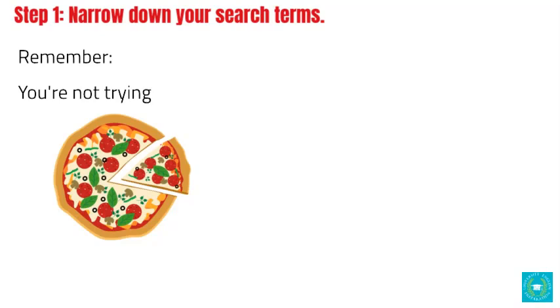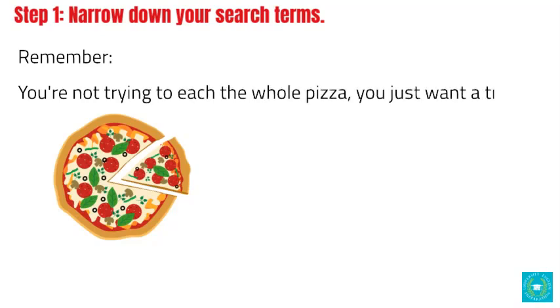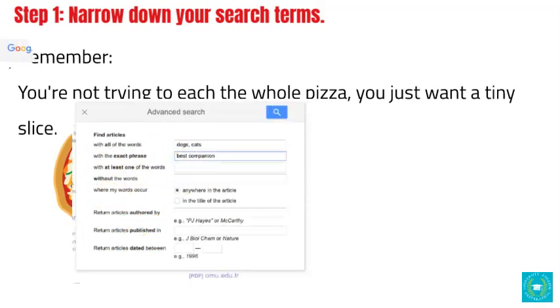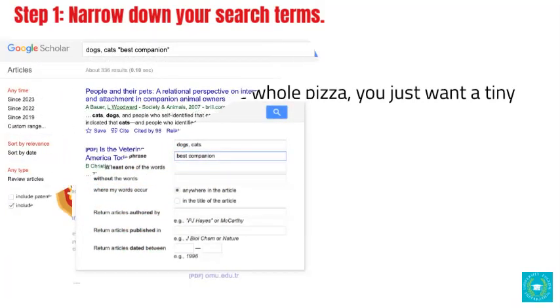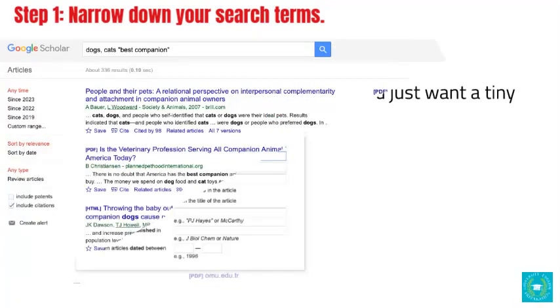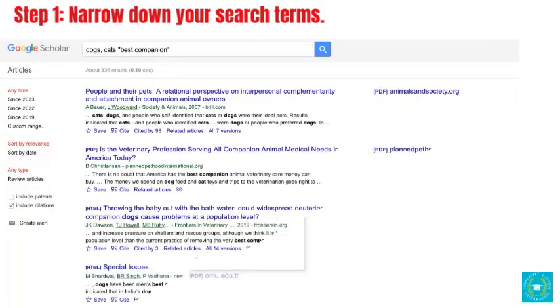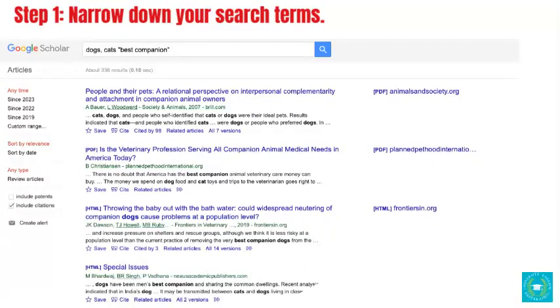Remember, research is like a pizza. We don't want to eat the whole thing, we just want a tiny slice. Using narrower research terms will bring back fewer results closer to what we want to discuss in our paper. But still, this is a lot to read through. What do we do? Well, we skim and scan for keywords and information to determine whether or not the article is useful for our assignment topic.